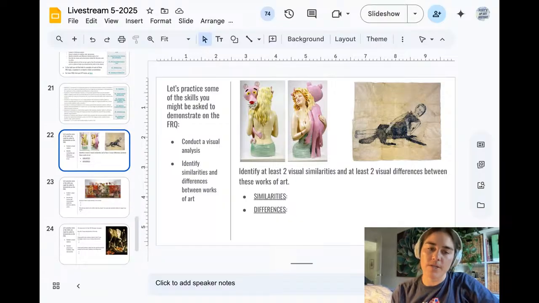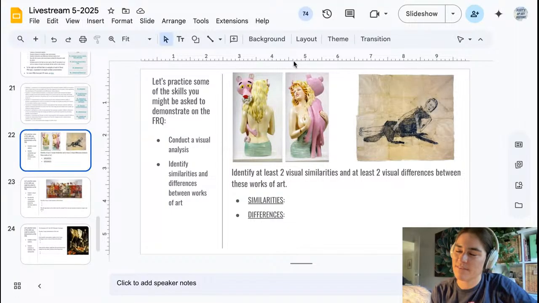So what we're going to be doing now is practice some of the skills that you might be asked to demonstrate on the FRQ. For this example right here, we have Pink Panther and Lying with the Wolf, right? So in the chat over here, what are at least two similarities between these artworks in terms of visual similarities? And what are two differences?